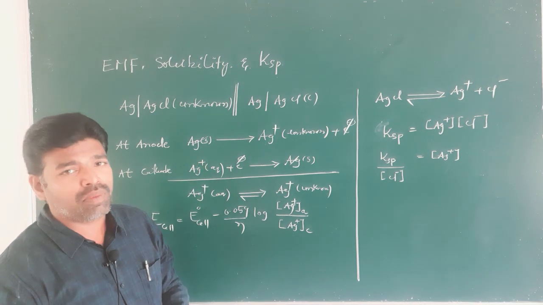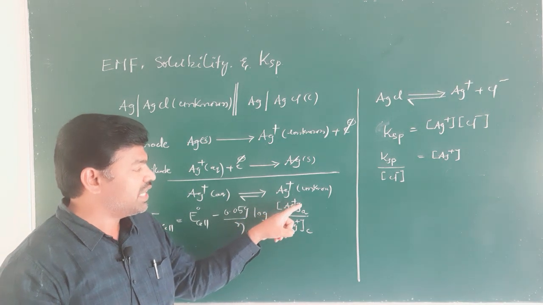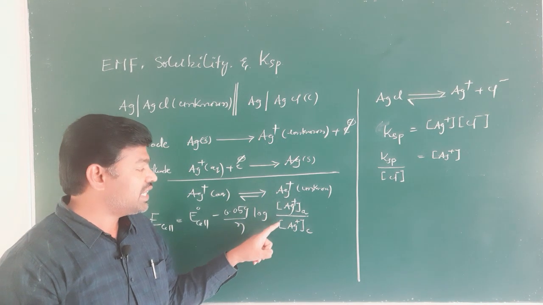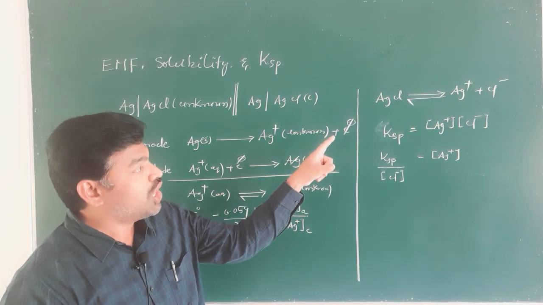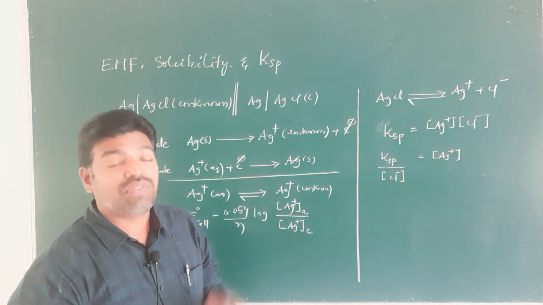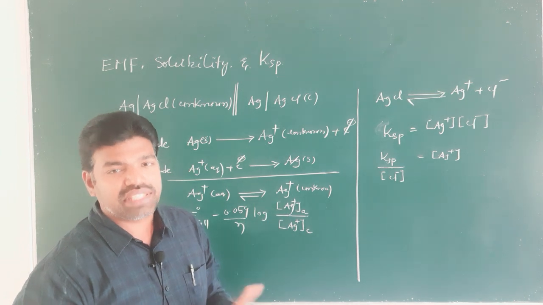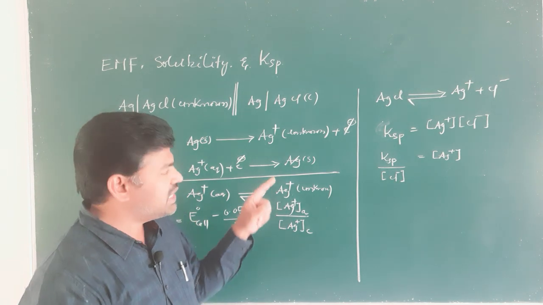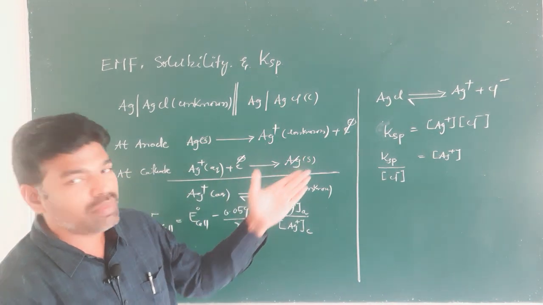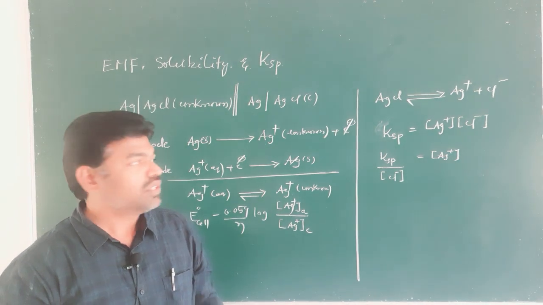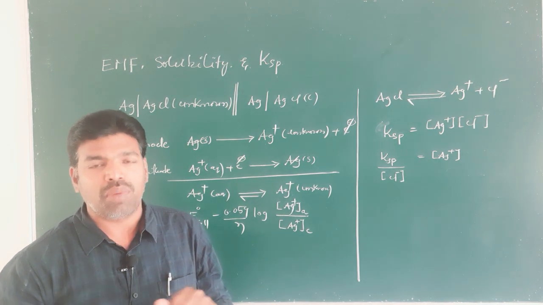So, what is given in the problem? Actually, in the problem they do not provide the concentration values of Ag plus at the anode and Ag plus at the cathode. They do provide the solubility product of the electrolyte. From which we can derive the concentration of Ag plus ion and Cl minus ion. Okay, so this is the way we can relate solubility product and EMF of a cell. Let us understand this relation by doing one problem.